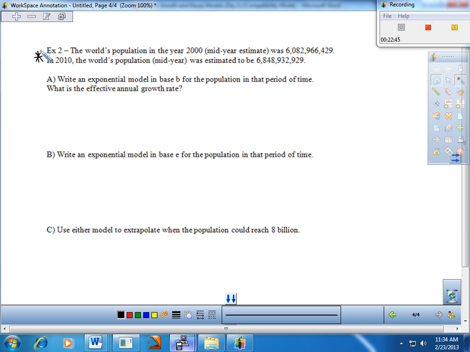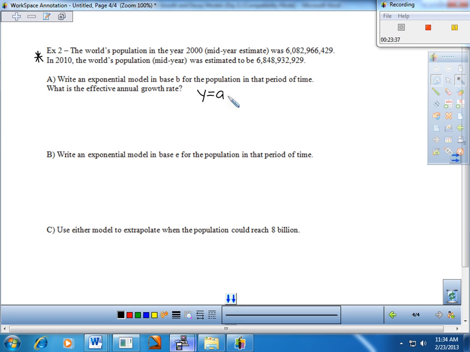You know, again, population is probably the most well-known quantity that increases exponentially. So let's go broad here. The world's population in the year 2000, this mid-year estimate, is just over 6 billion. In 2010, exactly 10 years later, we've got that mid-year estimate right there, getting close to 7 billion. So write an exponential function for the population in that period of time.